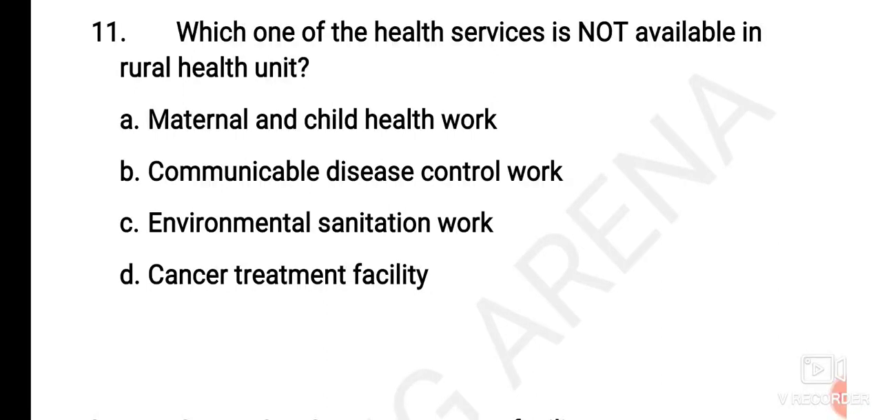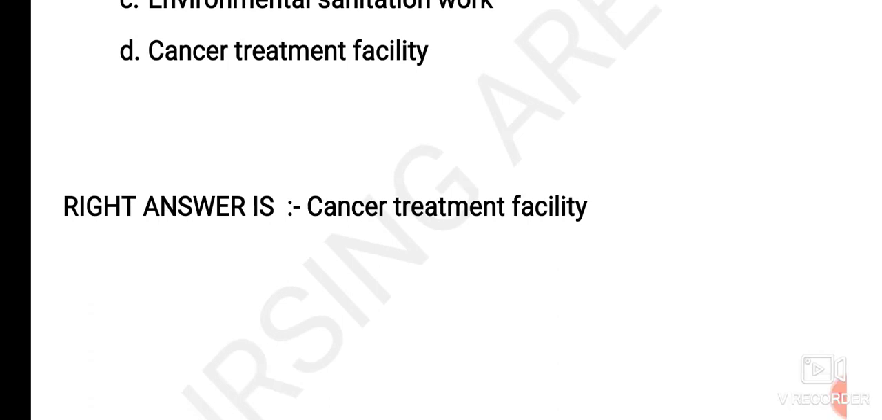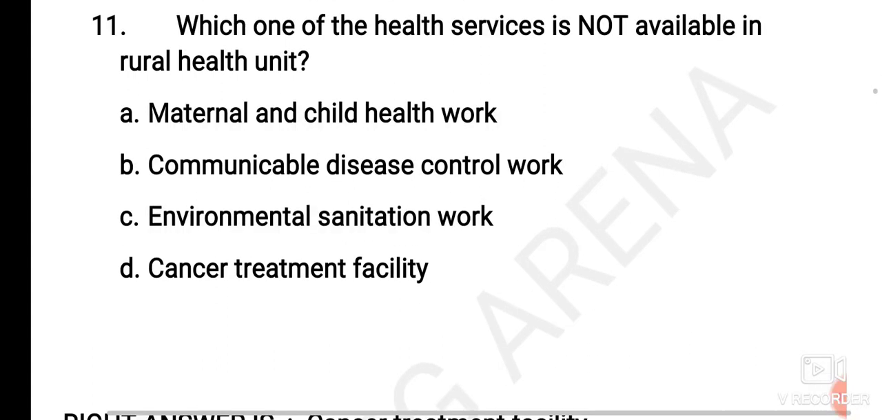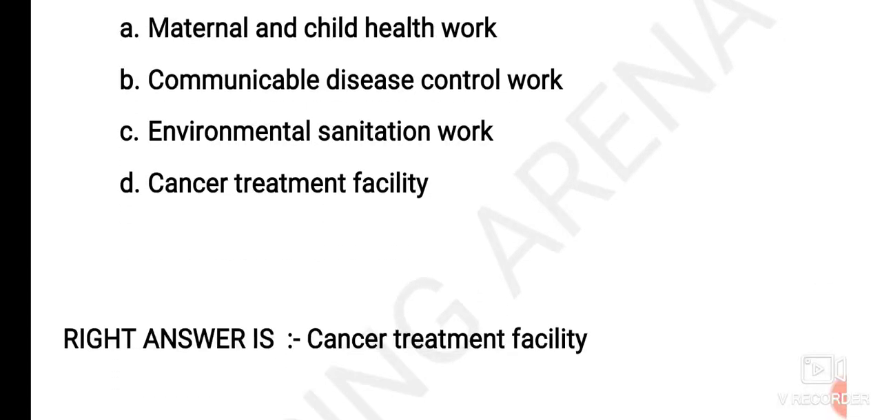Which one of the health services is not available in rural health unit? Maternal and child health work, communicable disease control work, environmental sanitation work, or cancer treatment facility? So, the correct answer, the service which is not available in the rural health unit, is cancer treatment facility. Cancer treatment facility requires highly specialized services which are not present in the rural health unit. Next question.